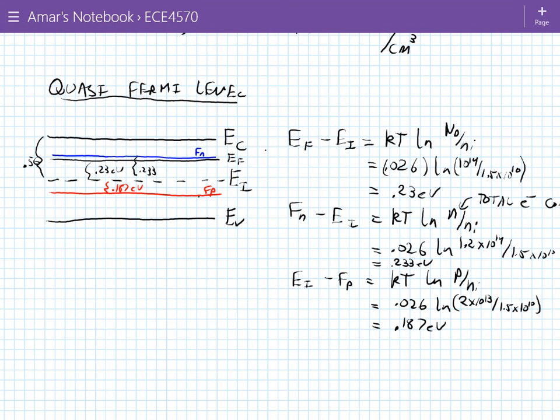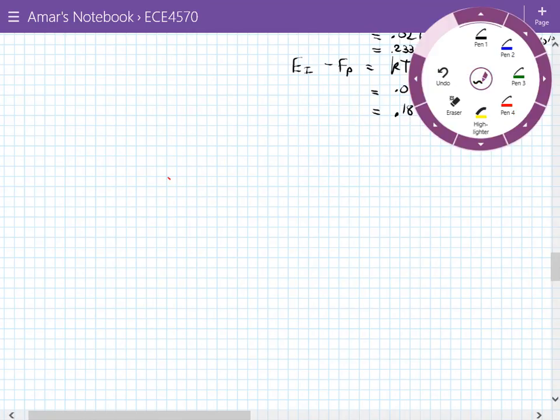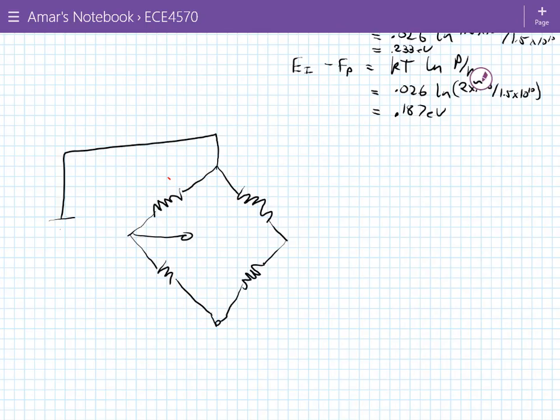Just for trivia's sake, you don't need to know this for this class, but this is a Wheatstone bridge circuit. This is connected to a battery, and this is the output voltage. Let's say this is the resistor in question. When this resistance changes, it changes the output voltage. That's a good way to measure changes in resistance.